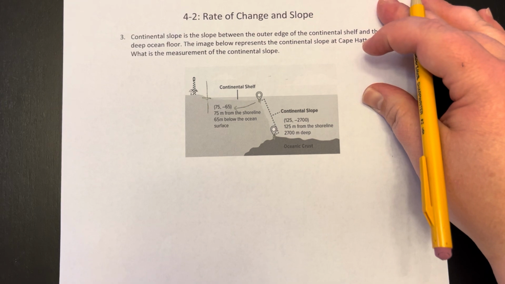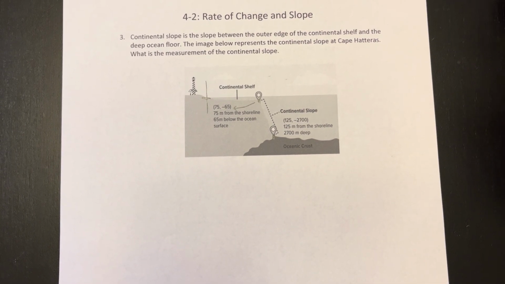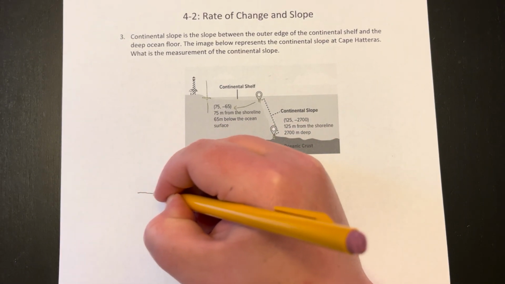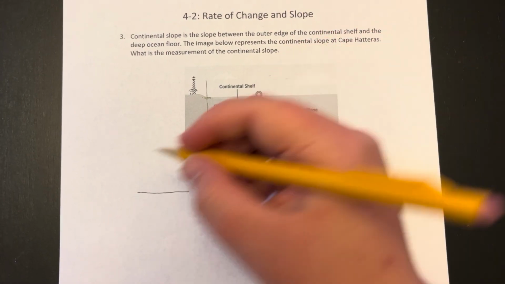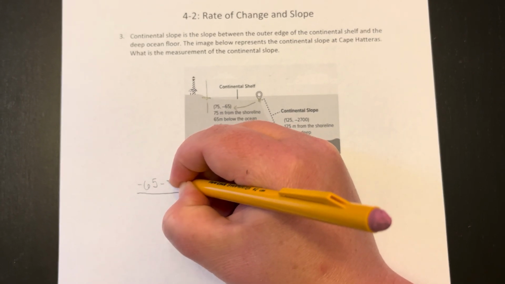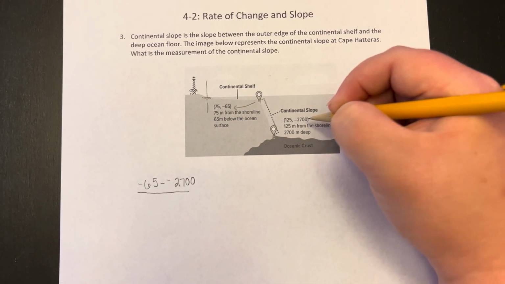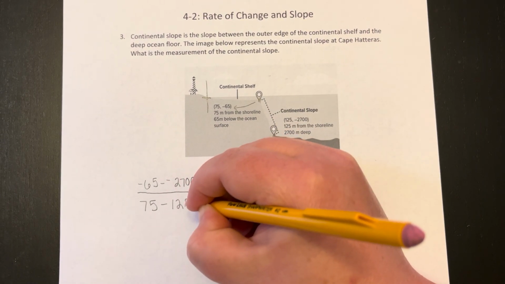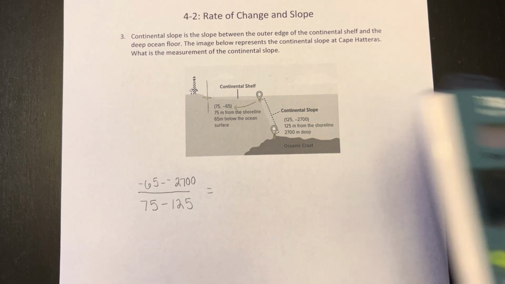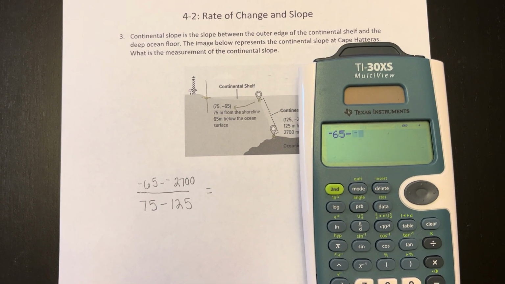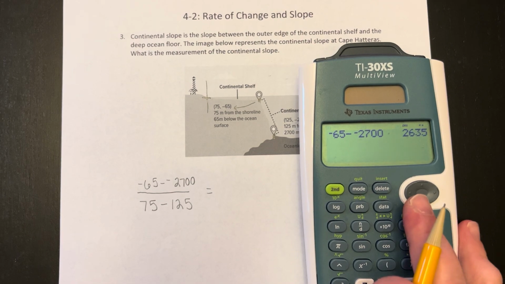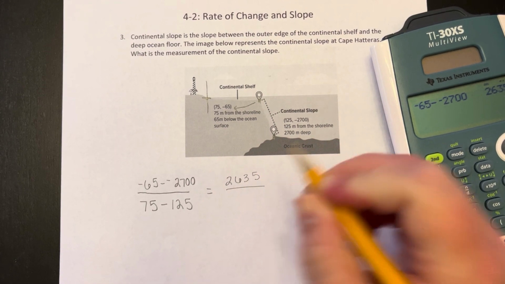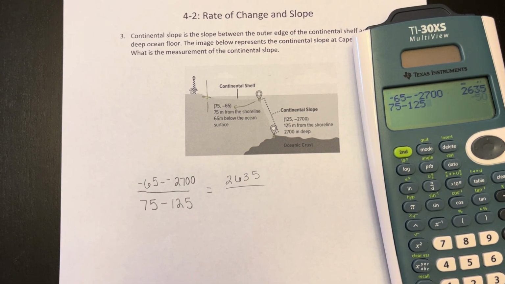So to find the slope here, we're going to do the exact same thing that we've done with all of the other slope problems that didn't represent a real world scenario. So I know it's change in y over change in x. So the change in y would be negative 65 minus negative 2,700. And then on the bottom, the change in x is 75 minus 125. And I'm going to break out my calculator here to make sure I don't make any mistakes. So negative 65 minus negative 2,700 is going to be 2,635. Okay. And 75 minus 125 is negative 50.